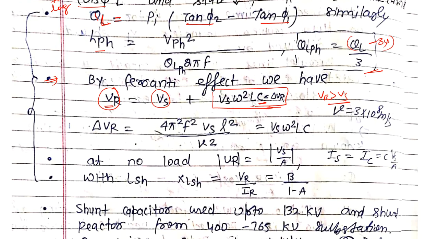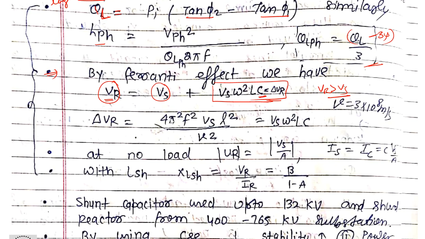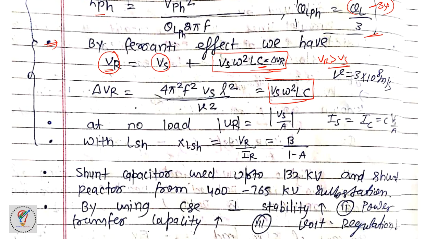This delta Vs, delta Vr can be written as 4 pi square f square Vs into L square divided by V square, and also as Vs into omega square into LC. So both are the same. Now at no load, the receiving end voltage can be written as Vs by A, by considering the ABCD parameters of the transmission line. And the sending end current Is is equal to the charging current, which is C into Vs by A.